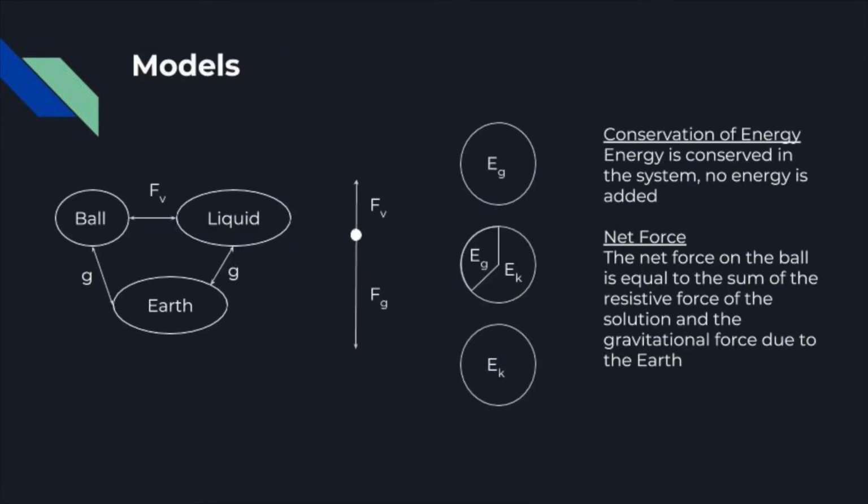For our model, we defined our system schema as including the ball, the fluid, and the earth. The force of gravity from the earth acts downward on the ball, while the force of viscosity from the fluid acts upward, with the net force equaling the sum of the two. As the model progresses, the potential energy due to gravity gradually transforms into kinetic energy. Due to the law of conservation of energy, because no energy is leaving or entering the system, the size of the energy pie charts remain constant.